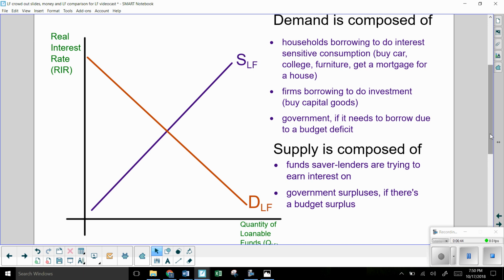So there's your loanable funds market, real interest rate, upward sloping supply curve, downward sloping demand curve, quantity of loanable funds, and there's your picture of 3 components of demand and 2 components of supply.